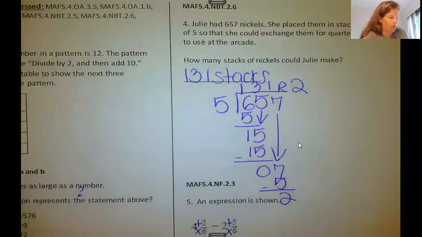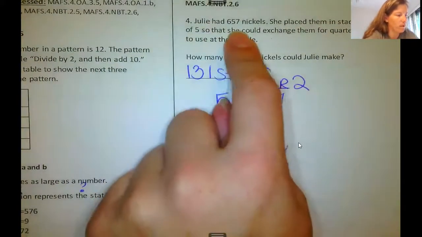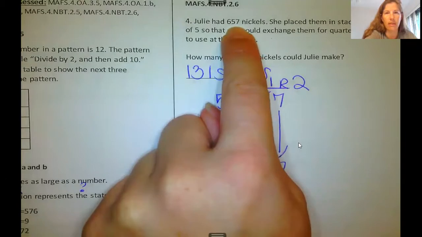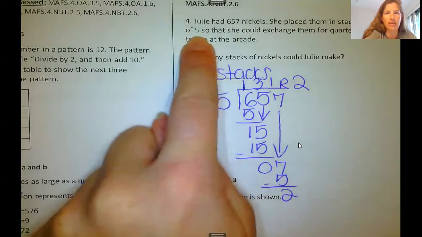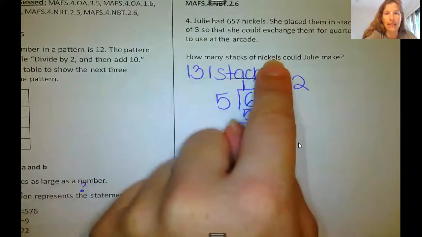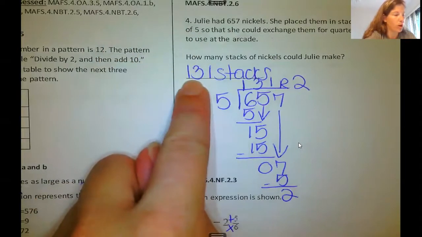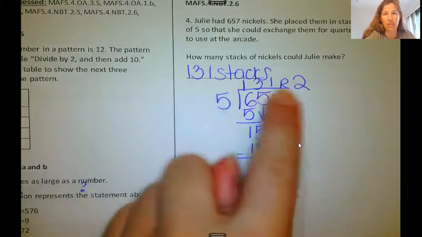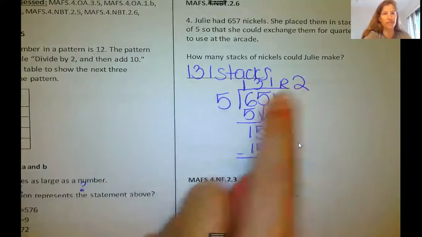For number 4 on page 17, Julie had 657 nickels. She wants them in stacks of 5. So how many stacks did she make? She made 131 stacks, but she did have 2 left over.